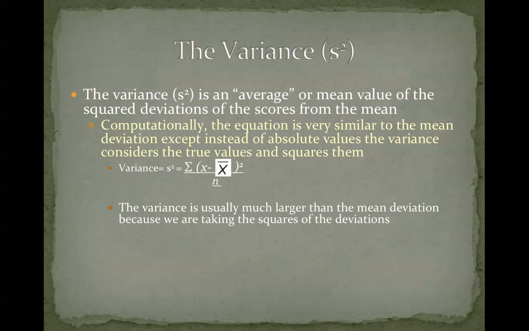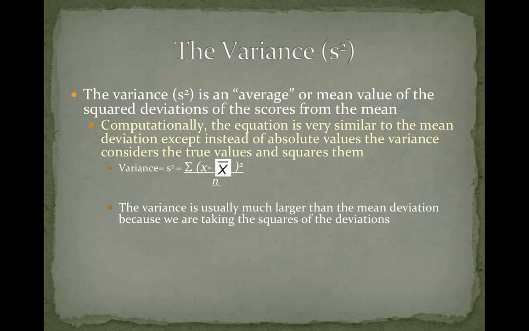So now we're going to talk about the last two measures of dispersion. First one is the variance, and the second one would be the standard deviation. The variance is often described as S squared. It's the average, the mean value, of the squared deviations of the scores from the mean. It sounds complicated, but it actually isn't. And once you get the hang of it, you'll be able to do this very easily.